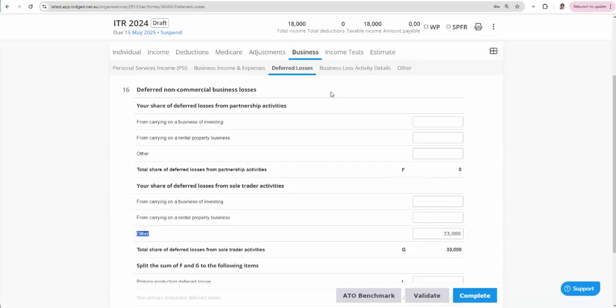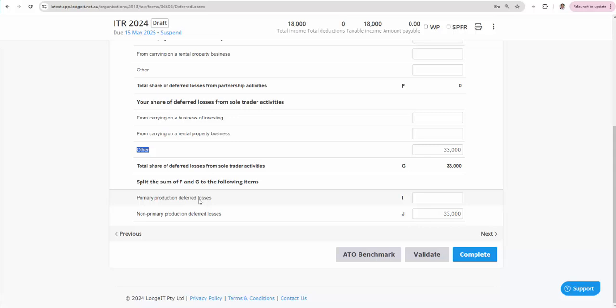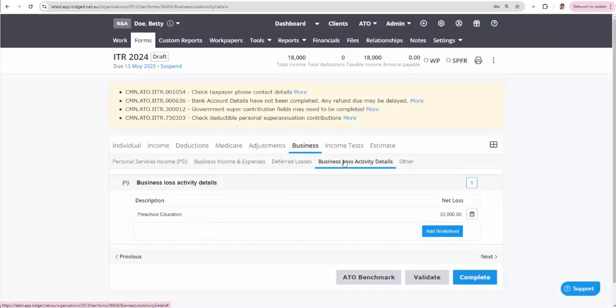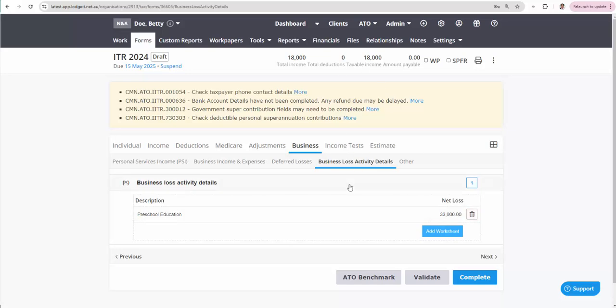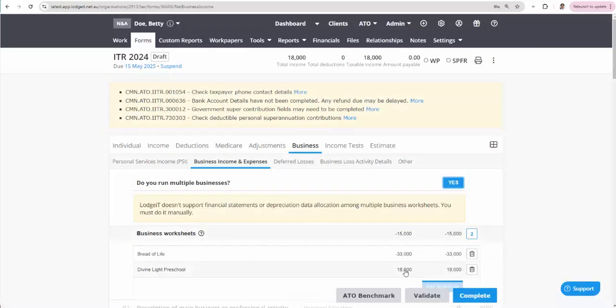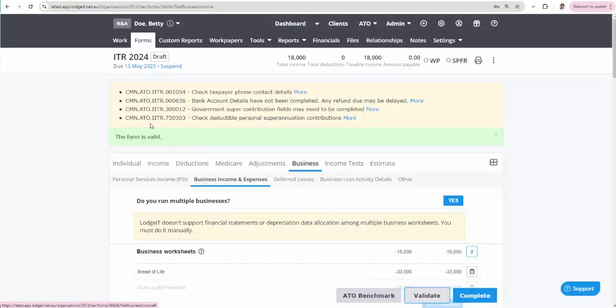So $33,000 there, and we need to then split that because there's a possibility we need to split between primary and non-primary. It's all in the non-primary, and in the business loss activity details, we've got that business loss which we need to report, $33,000. Now, essentially what we're doing is we're stripping out the $33,000 from the overall loss. So if you add back 33 against the 15, you come back to the 18, and the 18 in this case is the 18 for the Divine Light Preschool. And putting it together in that way, the form is valid.